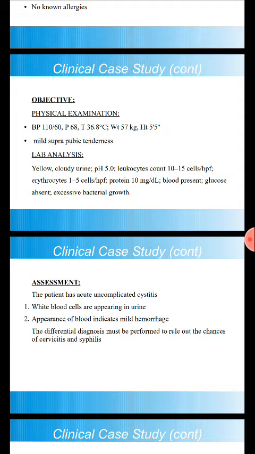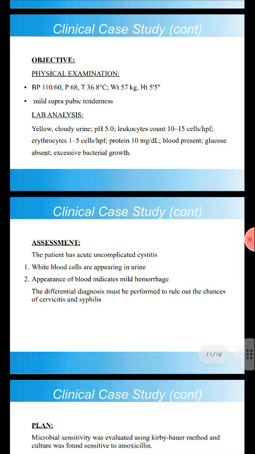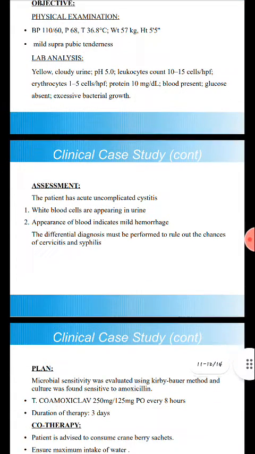Erythrocytes are 1 to 5, which is normal because these are normally less than 5 or less than 4, so it is normal. Proteins are 10 milligram per deciliter. These are again high. There is even blood present in the urine. The glucose is absent, and there is excessive bacterial growth observed under the microscope.